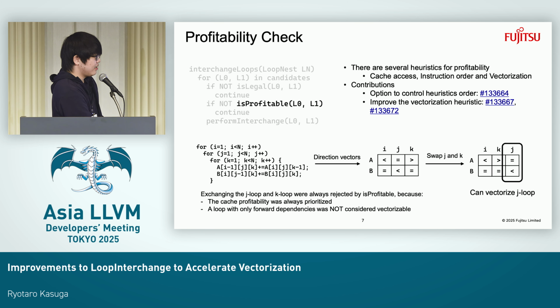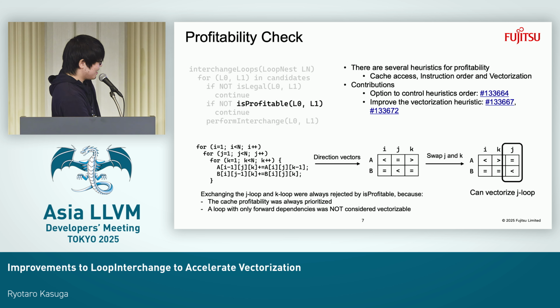Okay, so the next one is the profitability check. The profitability check of LoopInterchange consists of multiple rules, currently cache access, instruction order, and vectorization. From the perspective of vectorization, there were two problems. The first one is that the priorities of these 3 rules are fixed, so we cannot perform exchanges that are necessary for vectorization but not good for cache access. That is, it will lose locality of reference.